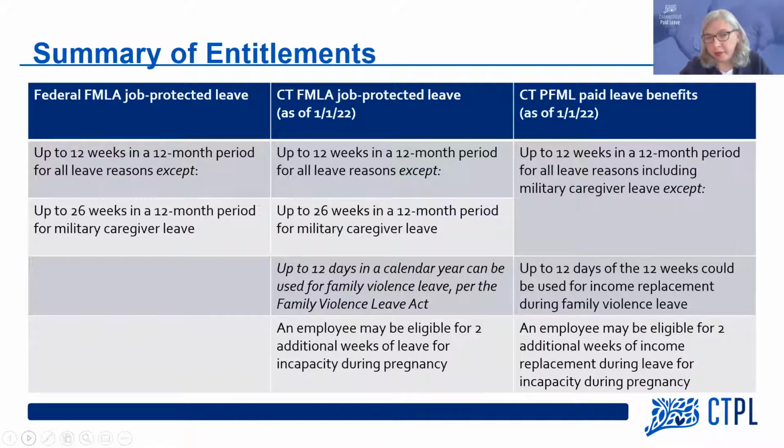And then just another quick summary in terms of the entitlements. The leave is basically 12 weeks in a 12-month period, right? But for federal and Connecticut FMLA, you can get 26 weeks for military caregiver. We've got those 12 extra days for family violence leave in Connecticut and the 2 extra weeks for leave for incapacitation during pregnancy. And you can get income replacement benefits for basically 12 weeks in a 12-month period, with the caveat that 12 days out of those 12 weeks could be used for family violence if need be, and the 2 extra weeks for incapacity during pregnancy.